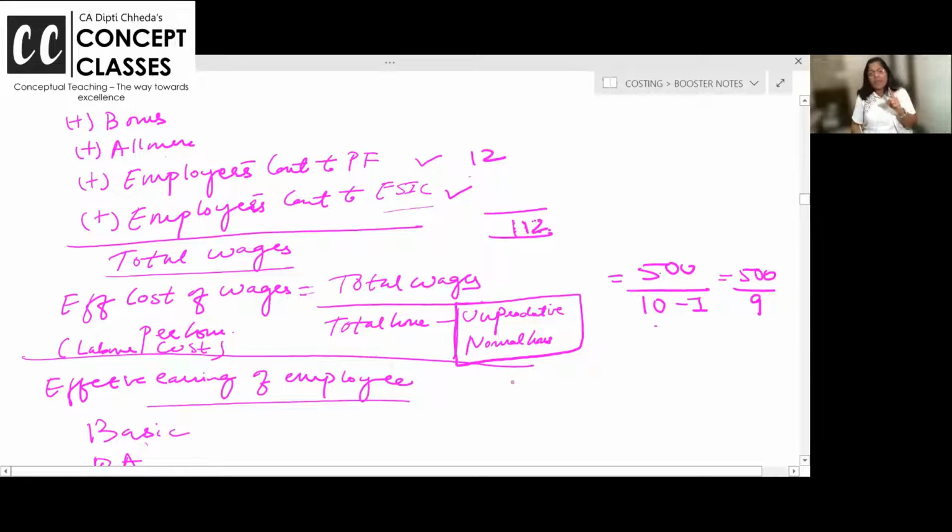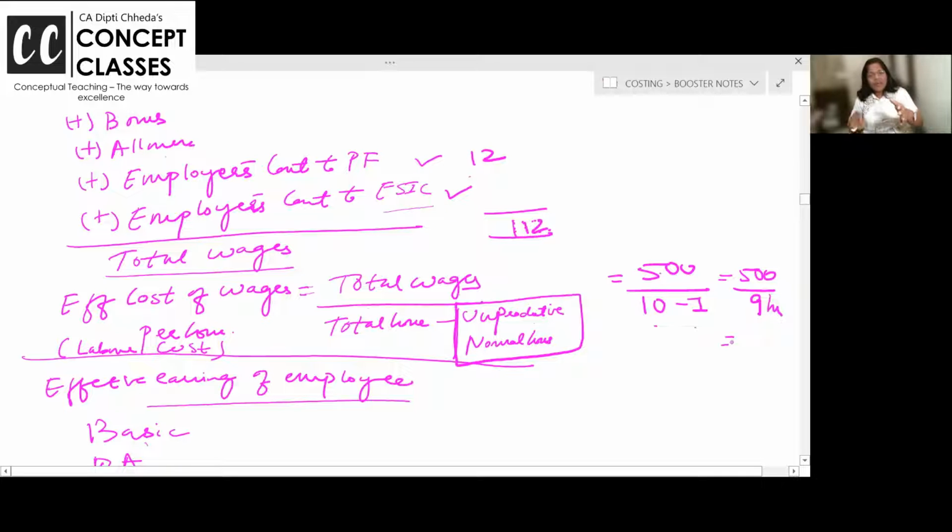This is unproductive normal time, no? Lunch time, relaxation time, tea time. So 10 hours they work for you, 8 o'clock to evening 6 o'clock, but 1 hour lunch time or half an hour lunch time and 2 tea breaks you give them. So 500 rupees you're paying, but effective cost is only 9 hours. So this will give you correct effective cost.